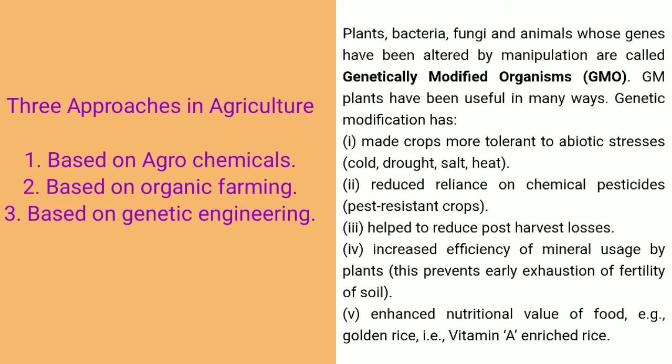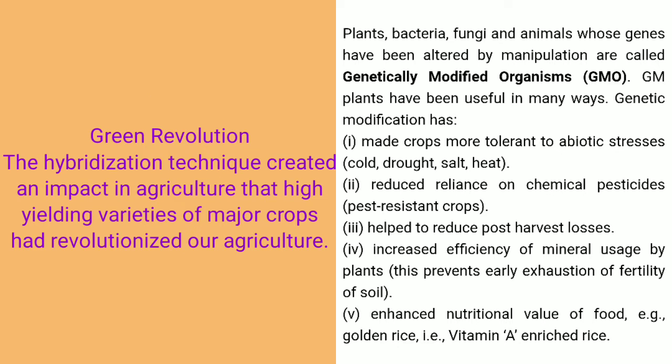As you already know about a revolution named the Green Revolution. This Green Revolution was started by Norman Borlaug, and in India it was started by M.S. Swaminathan during the 1960s-70s. In that, hybridization techniques created an impact in agriculture that led to high yielding varieties of major crop plants, and that revolutionized our agricultural system. This whole agricultural revolution was called the Green Revolution. In India, M.S. Swaminathan is regarded as the father of the Green Revolution. So there were improved varieties of crops, improved yield of crops and management practices.